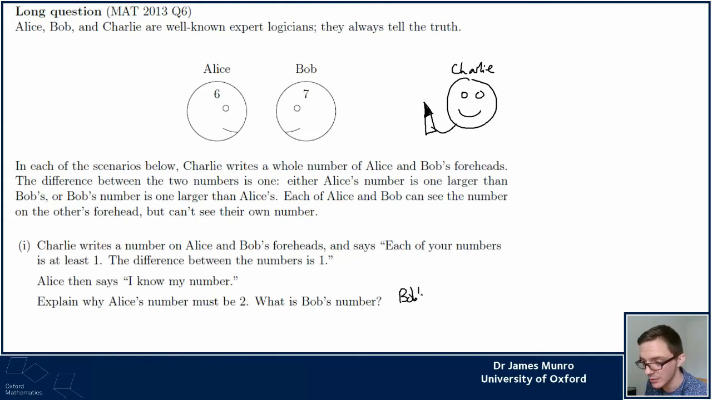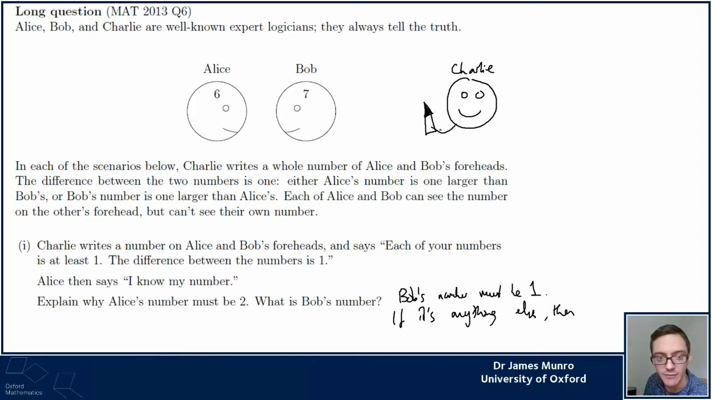Bob's number must be 1. If it's anything else, then I've realised this looks vaguely menacing. For the people watching the YouTube video, this was supposed to be a pen when I drew it for drawing the numbers on the foreheads. Goodness me, that's a terrible drawing. Sorry. If it's anything else, then Alice wouldn't know if it was 1 more or 1 less.